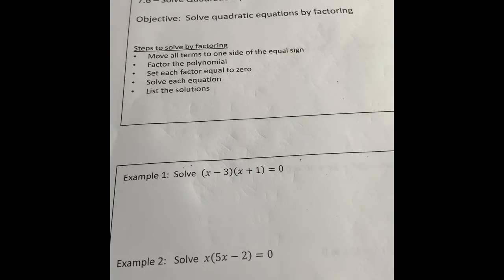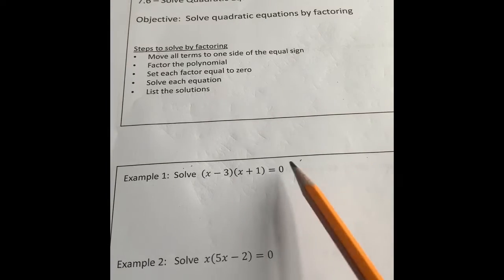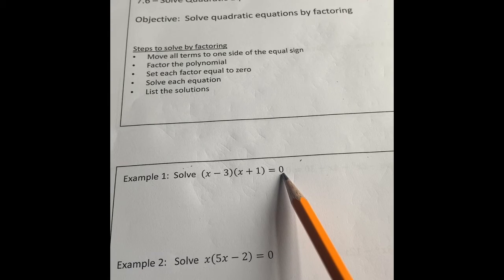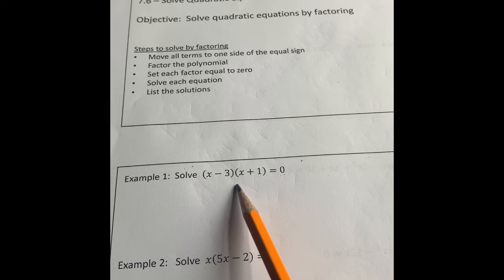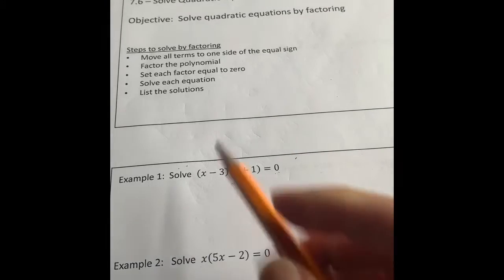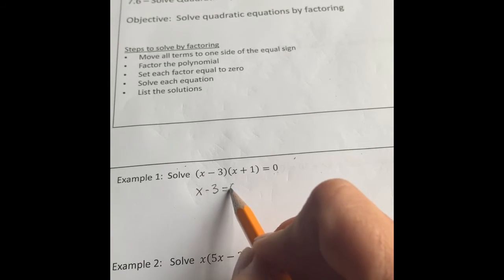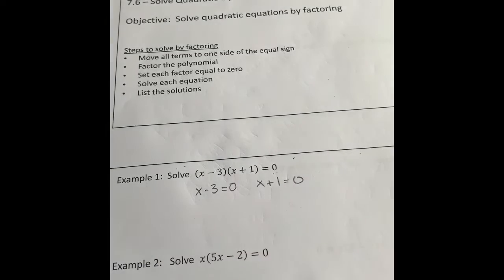All right, so if you look at example 1, it's already been factored. So everything was already moved to the left because it's set equal to 0. That's how we know everything's over to the left. They already went ahead and factored this one for us, so they did a couple of the steps for us already. So now that we know what the two factors are, we're going to take the first factor and set it equal to 0. And we're going to take the second factor and set it equal to 0.